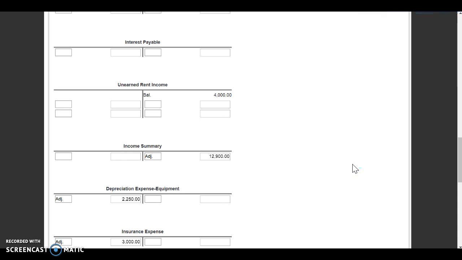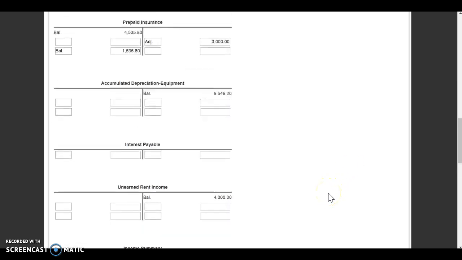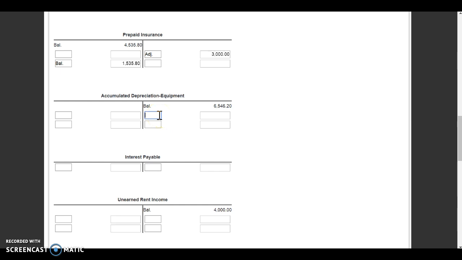Okay, next we have a credit to accumulated depreciation equipment. So an adjustment, we are crediting that for $2,250. We need to find the new balance then after that. So we have two debits. That means we're going to add those two together. When we add those two together, our new balance will be $8,796.20.